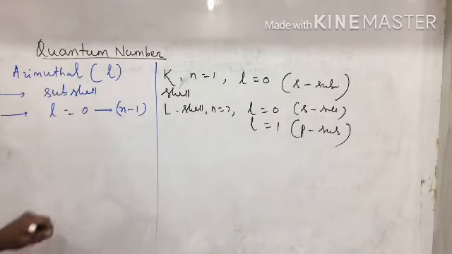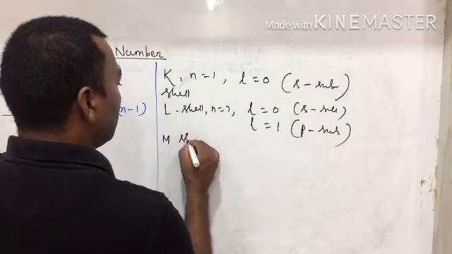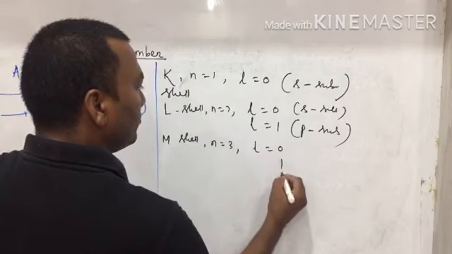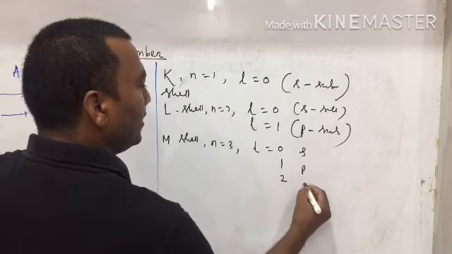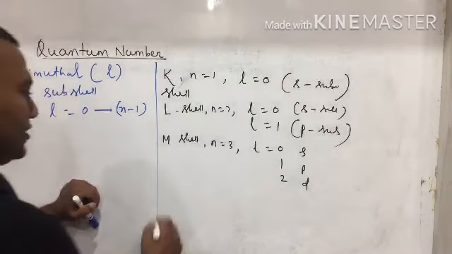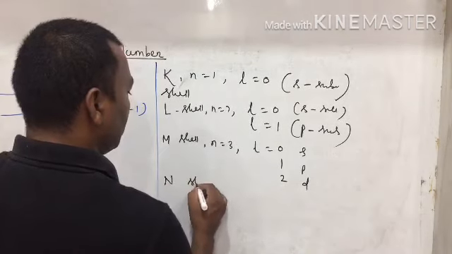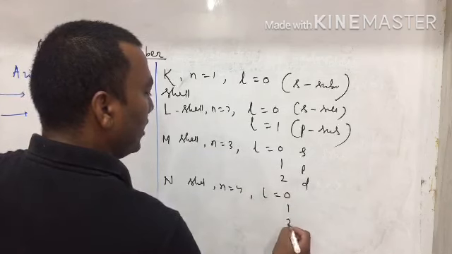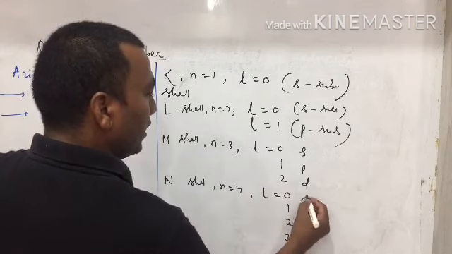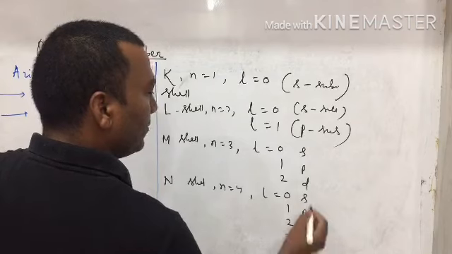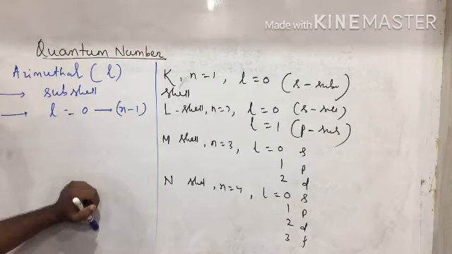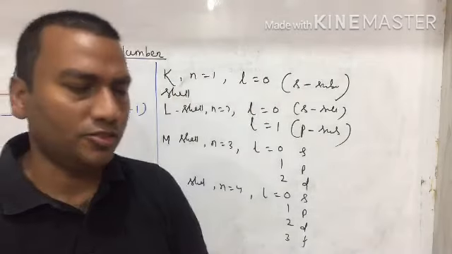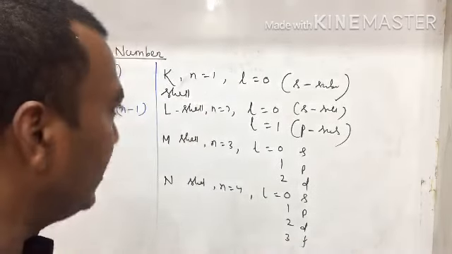Clear? Similarly, the M cell. The M cell means n equals 3, l equals 0, 1, 2: S, P, D. 3 subcells. The N cell, n equals 4, l equals 0, 1, 2, 3: S, P, D, F. Like this. Clear? After S, P, D, F, the G subcell will come. Understood?